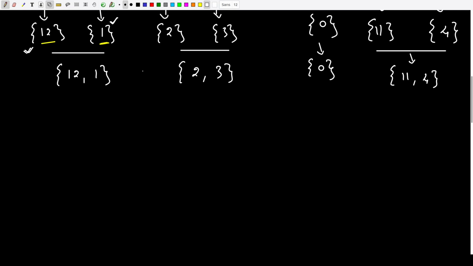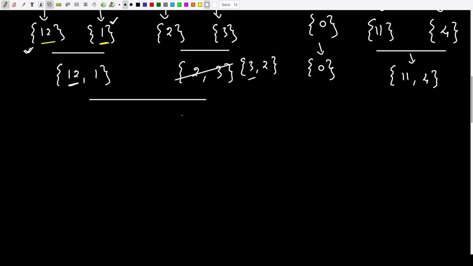Now after merging the first layer, now let us go ahead and merge the second layer. So now we are merging these two elements. I'm so sorry folks, we are arranging the elements in descending order, so this should be 3, 2, not 2, 3. Now when we are merging these two elements, then we realize that 12 is greater than 3.